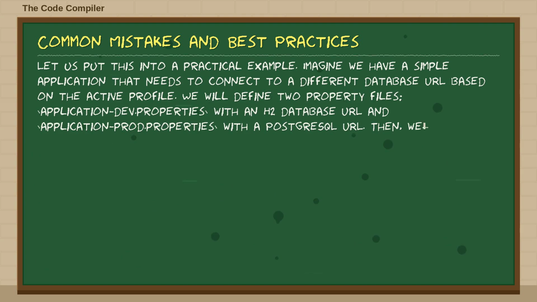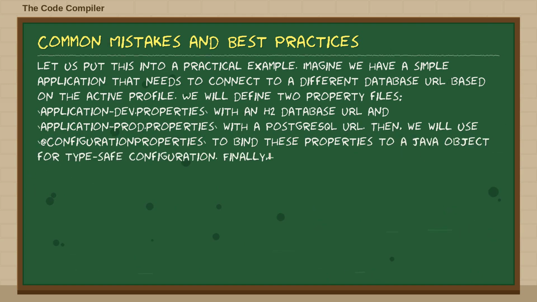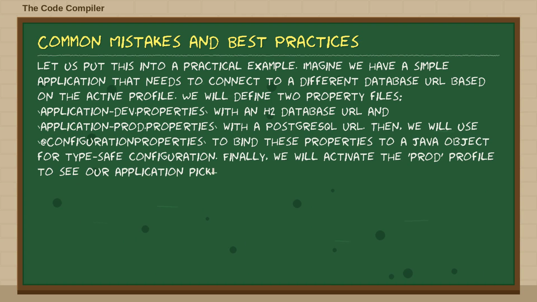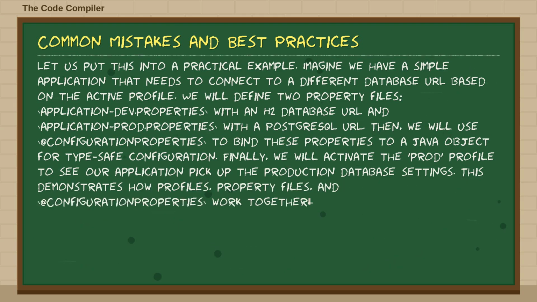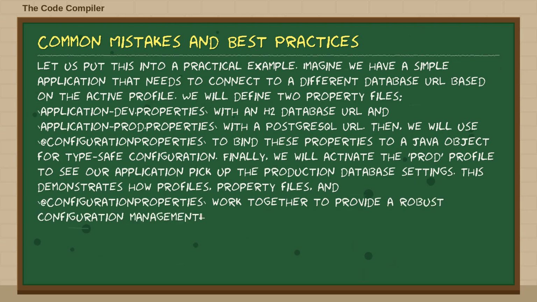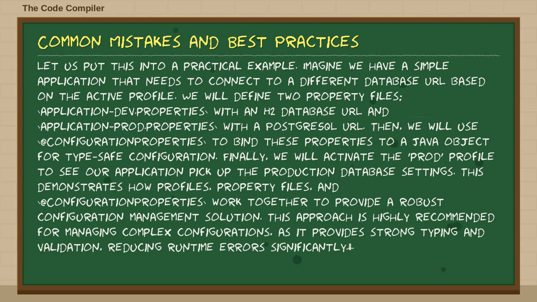Then, we will use @ConfigurationProperties to bind these properties to a Java object for type-safe configuration. Finally, we will activate the prod profile to see our application pick up the production database settings. This demonstrates how profiles, property files, and @ConfigurationProperties work together to provide a robust configuration management solution. This approach is highly recommended for managing complex configurations, as it provides strong typing and validation, reducing runtime errors significantly.